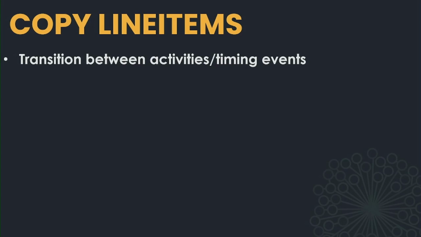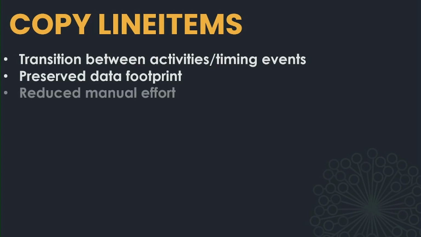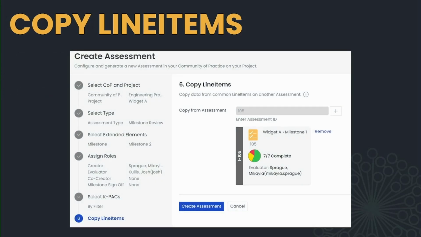So, transition between activities or timing events. It's going to preserve the data footprint of the initial activity. It's going to reduce the manual effort in initiating or kicking off the second activity. And what that looks like here, it's integrated into the wizard. I'll show a demonstration. It'll be manual. I'll be typing numbers in, but we will be able to automate these things so you can automatically pull the data and you don't have to manually transfer it. But this is going to allow us to say anything that carries over from my first timing event to my second one, transfer all that data for me.